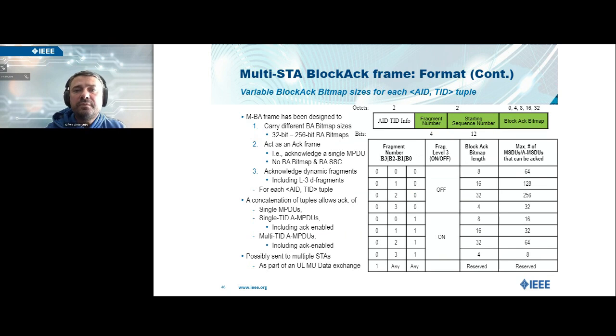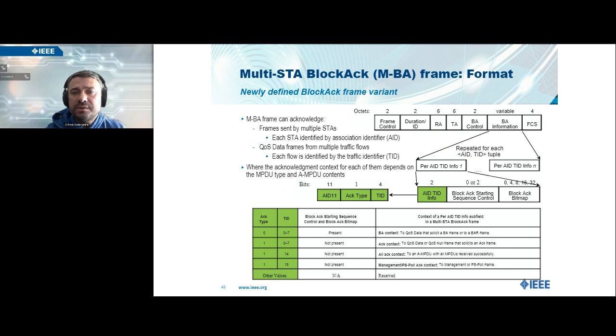So in terms of the frame formats, here we essentially discussed the different contexts, but as you can see, the block ACK bitmap has different lengths as well, even more than what the compressed block ACK frame had, which had only 2 possible combinations, so 64 and 256. Here we have anything between 0 and 256 bits.